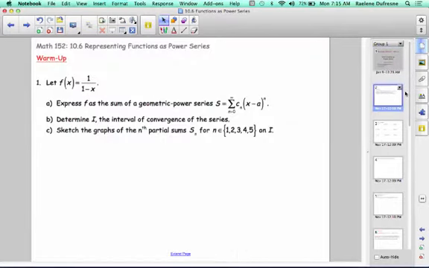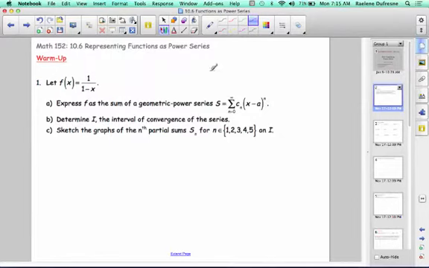Let's begin. For our brief warm-up, consider in number 1 that f of x is the function 1 over 1 minus x. Let's express f as the sum of a geometric power series, expressed as the sum of coefficients Cn times powers of x minus a.